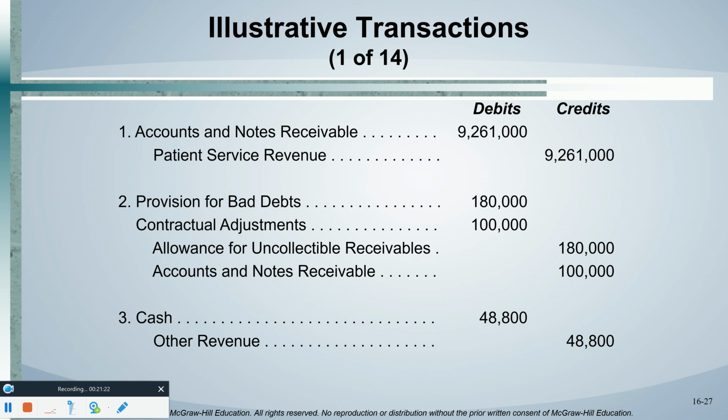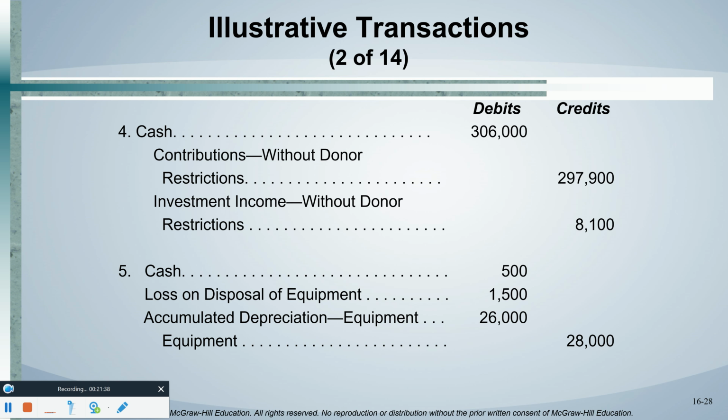Journal entry 3, we're just collecting on our other revenue streams like auxiliary revenues like the cafeteria sales, the gift shop sales, and the whatnot. Debit cash, credit revenue. No biggie there. Journal entry 4, we are receiving donations without donor restrictions, basically completely unrestricted. In addition to that, we have received some investment income on our portfolio, also without donor restrictions. Remember, with private nonprofits, every time we have a revenue item, we need to say with or without donor restrictions.